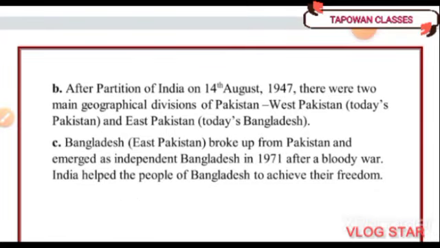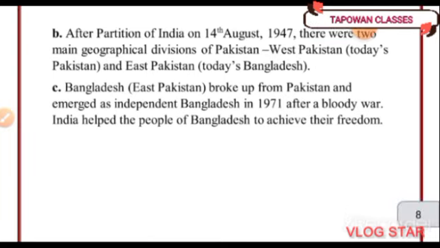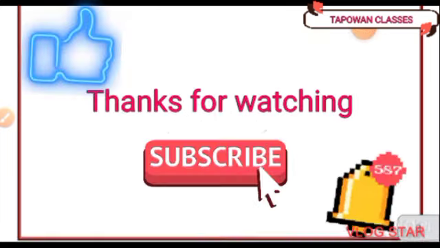B. After the partition of India on 14th August 1947, there were two main geographical divisions of Pakistan: West Pakistan, today's Pakistan, and East Pakistan, today's Bangladesh. C. Bangladesh, East Pakistan, broke away from Pakistan and emerged as independent Bangladesh in 1971 after a bloody war. India helped the people of Bangladesh to achieve their freedom.